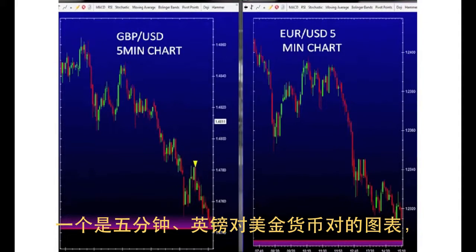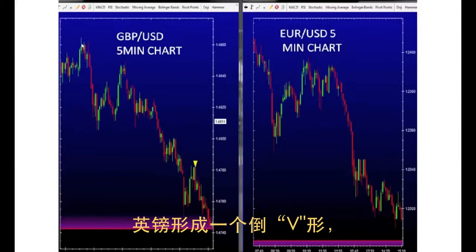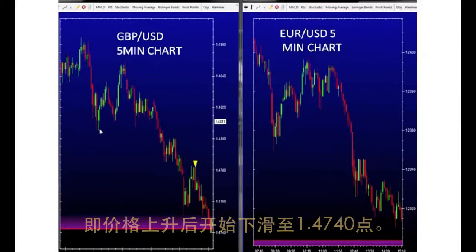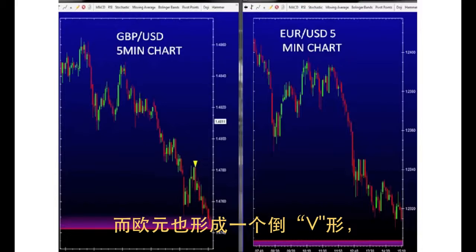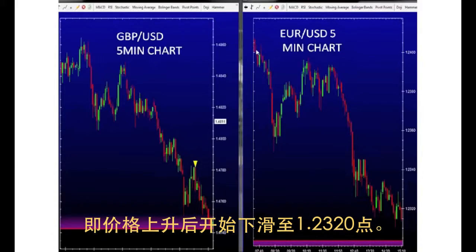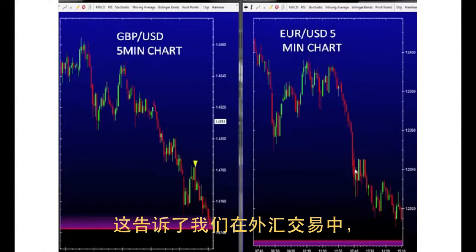Take a look at these two charts. Here we have a GBP/USD 5-minute chart. Take a look to the right. We have a EUR/USD 5-minute chart as well. I want you to take a look at the price movement. Here we have the British pound forming a V, price moving back up, eventually going back down to the lower levels of 1.4740. Now take a look at the euro. We also have a V shape, price movement moving back up to eventually come back down to make the newer lows at 1.2320. What are we trying to show you?